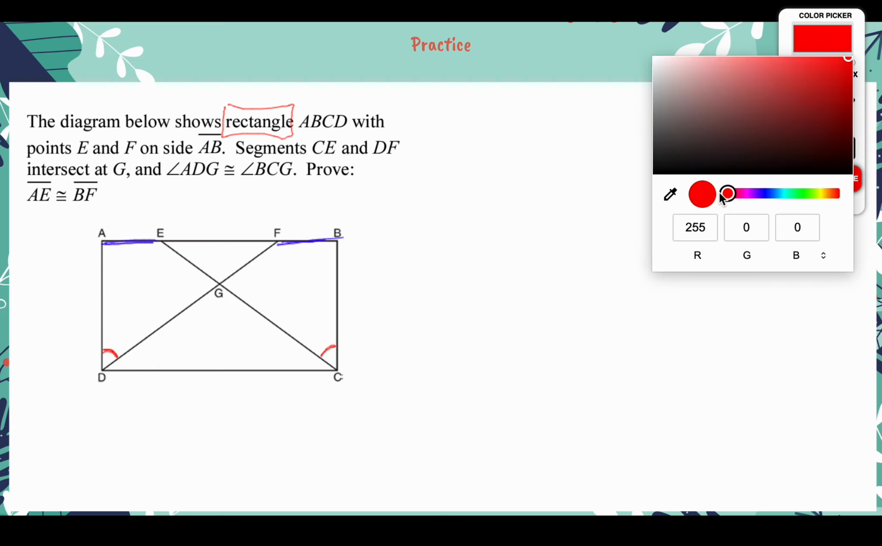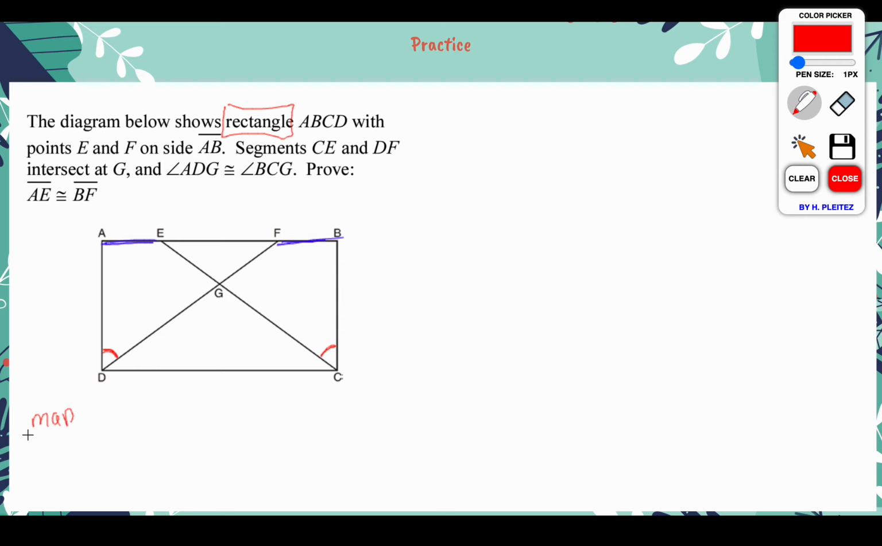So let's write our map out. So in our map, I know we have a rectangle. So let's figure out the properties that we think we're going to be using here. So in a rectangle, I don't have diagonals here, like DF and CE are not diagonals, so we're not going to use those properties, but I do know that opposite sides are congruent.